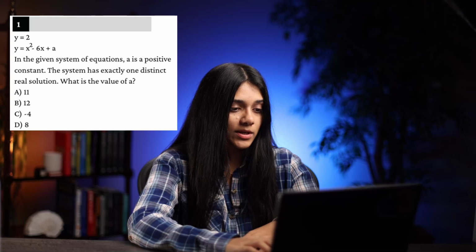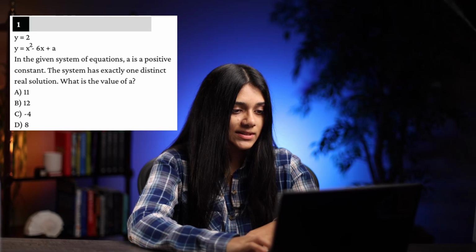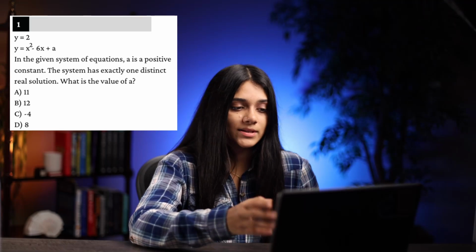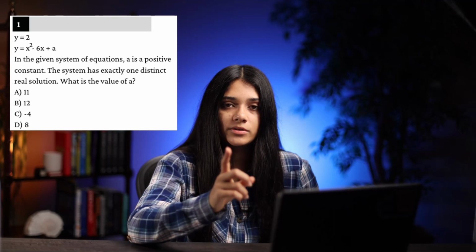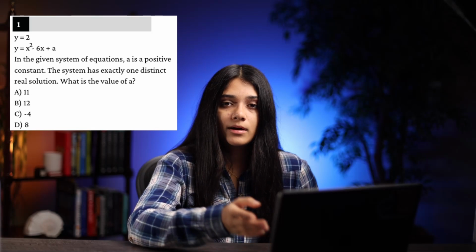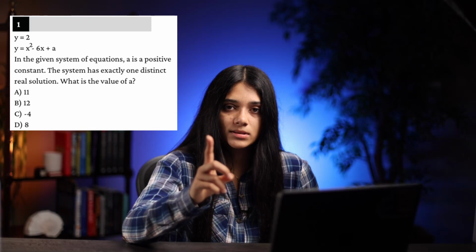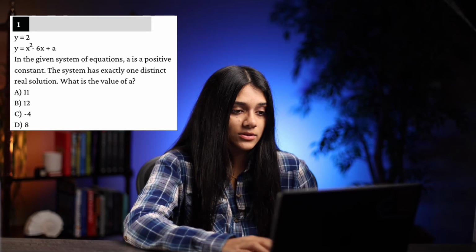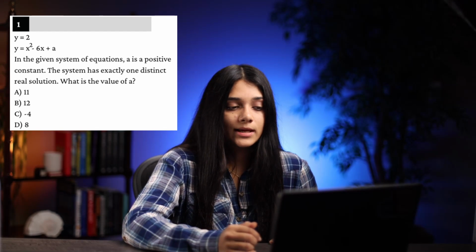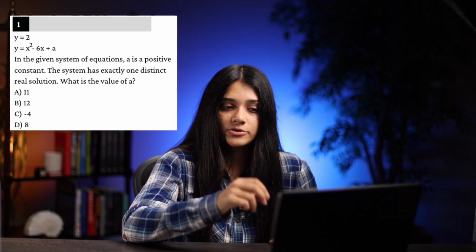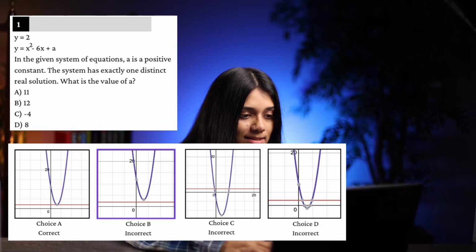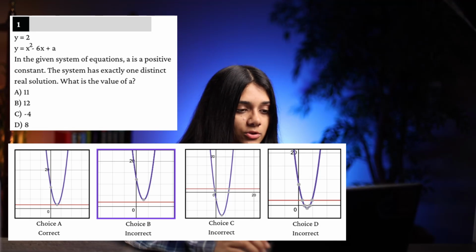In the given system of equations, A is a positive constant. The system has exactly one distinct real solution. What is the value of A? So in this case, we know that the system has only one real solution, so that means that the parabola and the line only intersect once. So if you want to do this by hand, you can just set both of these equations equal to each other and solve for A, or you can use Desmos and instead of A, plug in each of the answer choices. So for example, with Desmos, we can just insert y equals 2 and then y equals x squared minus 6x plus 11, which is answer choice A.